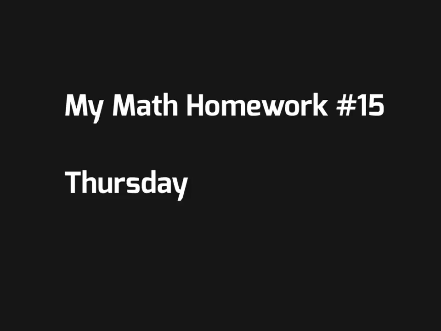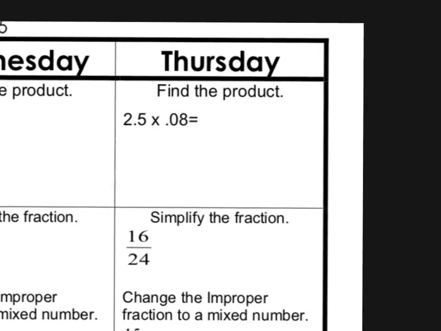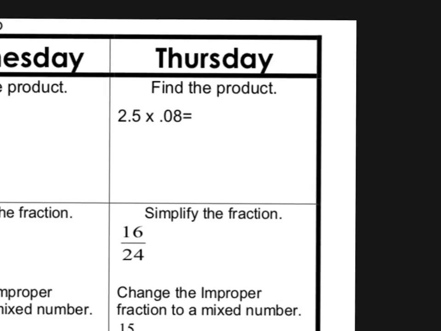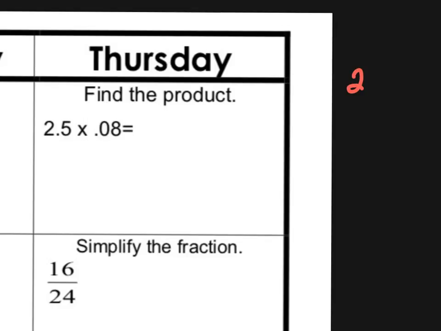This is my math homework number 15, Thursday. For the first one, it says find the product. 2.5 times 0.08. So it'll be 2 and 5 tenths times 8 hundredths. We're just going to imagine it's going to be 25 times 8, as we always do. And we're just going to multiply 25 times 8.